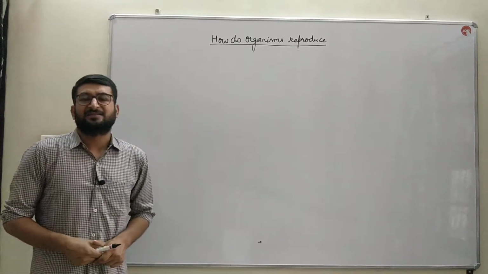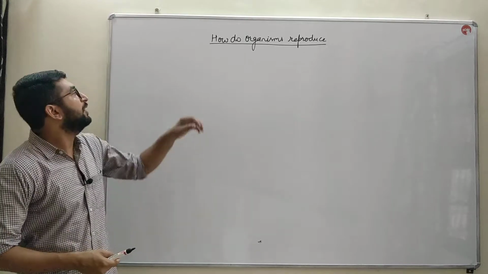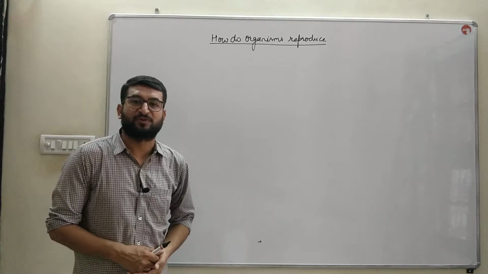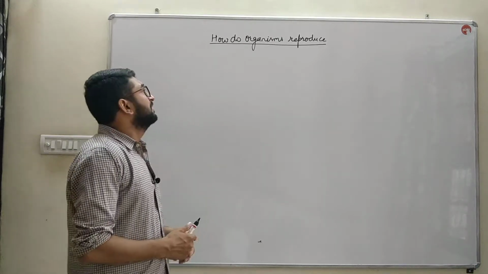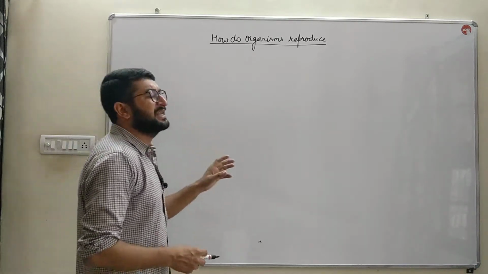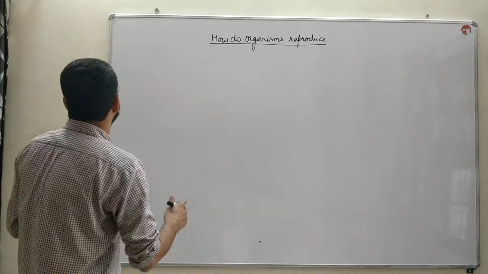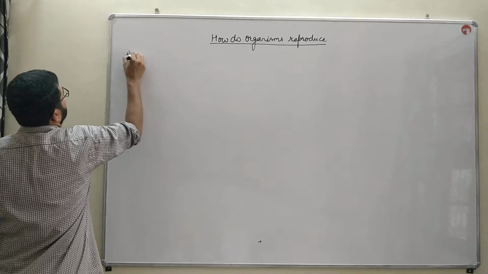Today we will start the new chapter, that is how do organisms reproduce. This is the third chapter of your biology. In this chapter we'll discuss a life process, that is reproduction. So first we'll start with the definition of it.